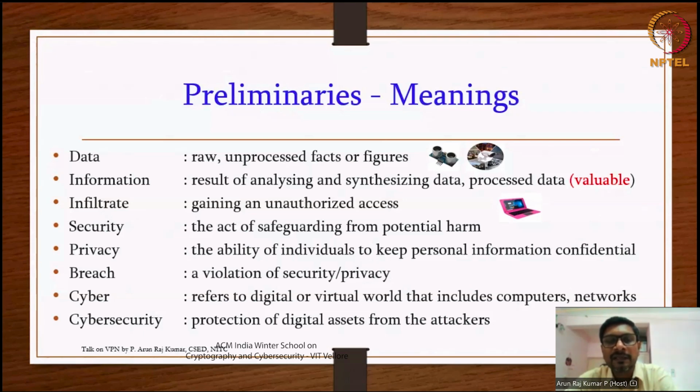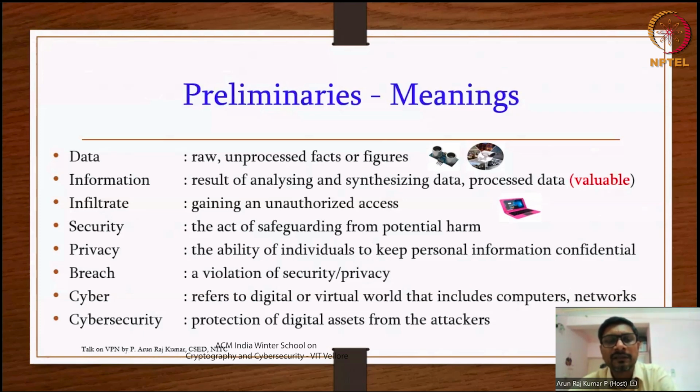Information is the result of analyzing and synthesizing data, or processed data. For example, if you take your students' mark records, all the students in different subjects, you have marks details. So this is data. Suppose I want to find the overall class average. That is the information that I'm trying to obtain from the raw data I have from the students' details. This is the difference that we have to understand between raw data and information.